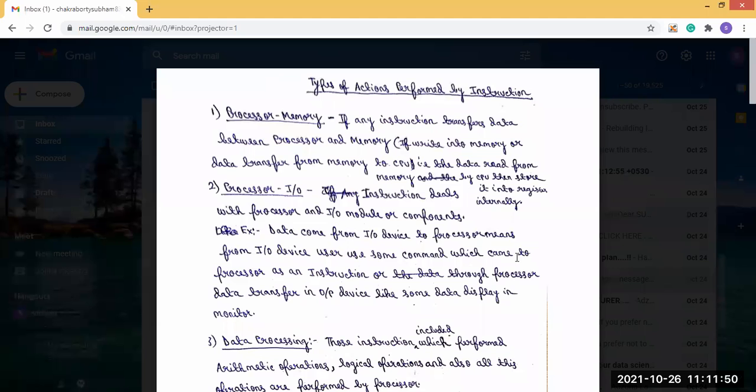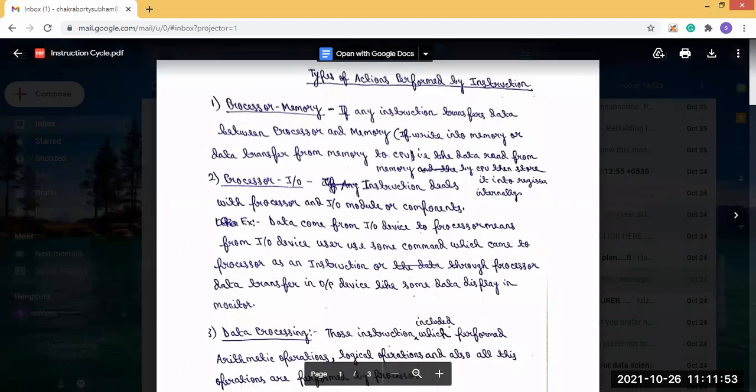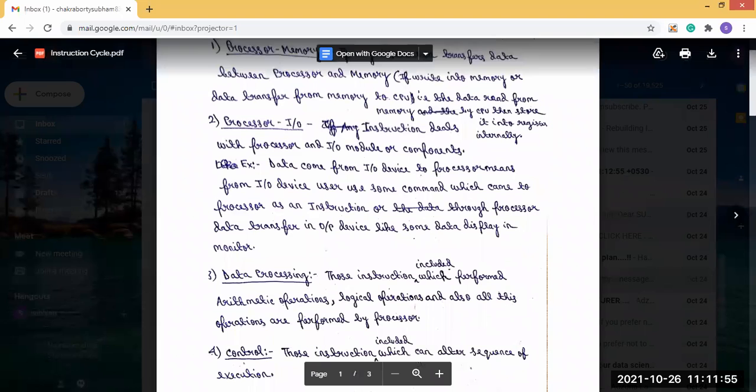Now, the third type is data processing. Those instructions which include or perform arithmetic operations, that means instructions which contain arithmetic operations, logical operations, like this. All these operations are performed by the processor. Those instructions are for data processing. That is the example for data processing.